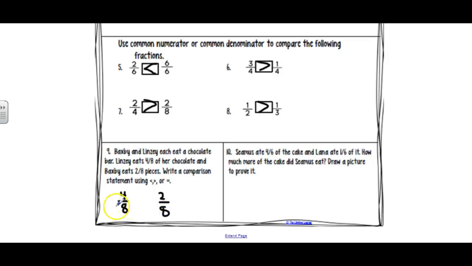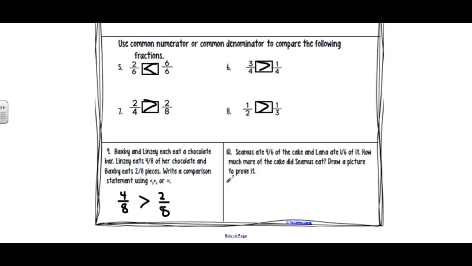Okay, so this one right here, same denominator, so this one is not tricky at all. You just have to think which one is going to have more shaded to know who ate more of the chocolate bar. So go ahead and write the correct symbol in between here and push play once you have that done so you can check your answer. Okay, so 4/8 is definitely more than 2/8. 4/8 shaded is more than 2/8 shaded.